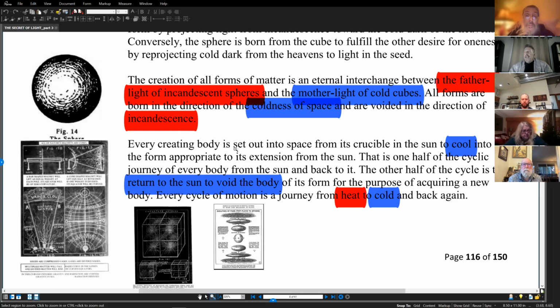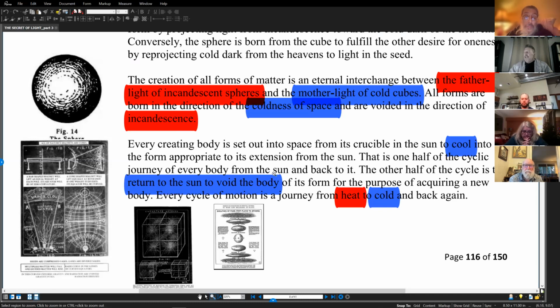Every creating body is sent out into space from its crucible in the sun to cool into the form appropriate to its extension from the sun. So what Walter Russell is saying here is that the sun is the creator. The sun is the idea of the creation. Things proceed forth from the sun, out into space, cool, form, then begin to expand back towards the incandescence of the sun. That is one half of the cycle. Cyclic journey of every body from the sun and back to it.